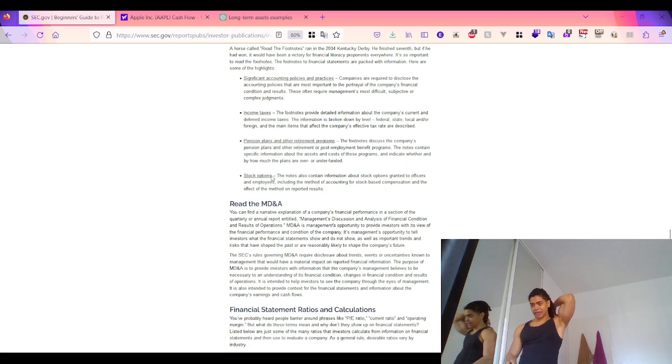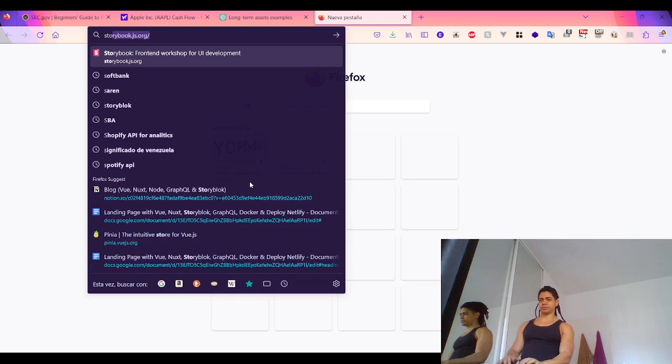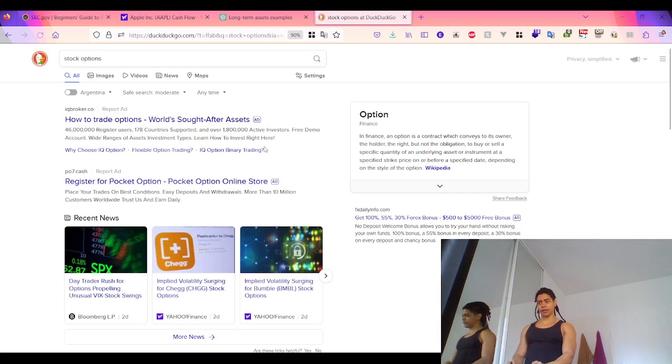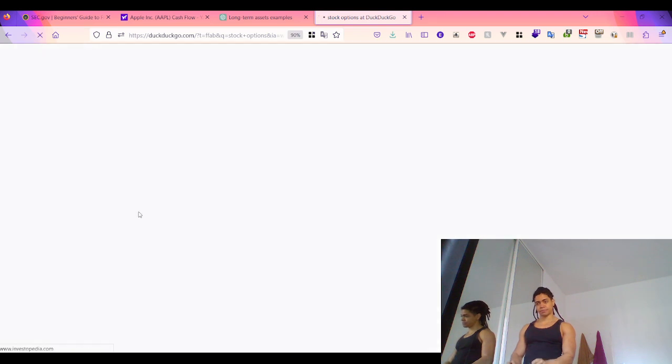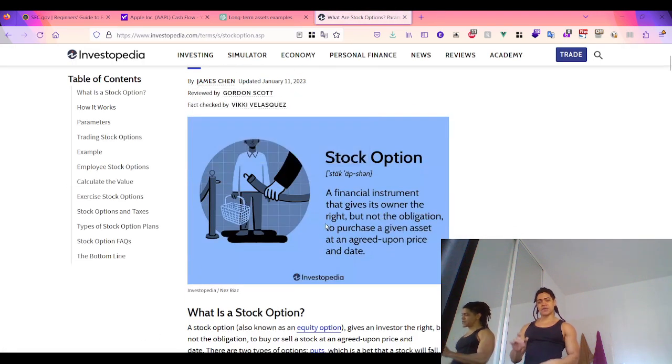Okay, and then let's look at the stock options. I just want to know a little bit more about this. So what are stock options? According to Investopedia, a stock option is a financial instrument that gives the owner the right, but not the obligation, to purchase a given asset at an agreed upon price and date.